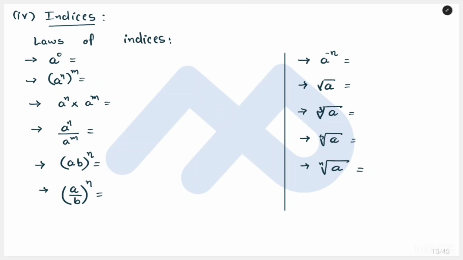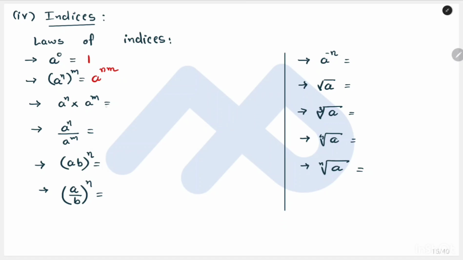So a raised to 0, where a is any number or any algebraic term. If anything raised to 0 is given, it's always equal to 1. Fine. And then comes the power's power. If a number a is given, its power is n and the whole power is m, then both the powers are multiplied with each other, so it will become a to the power n times m.